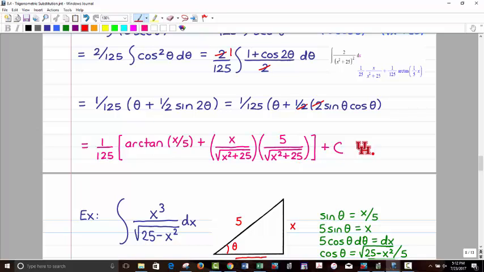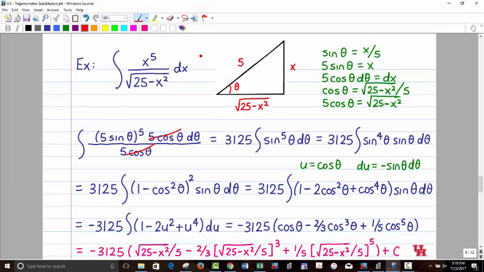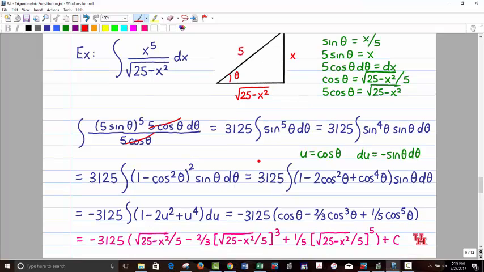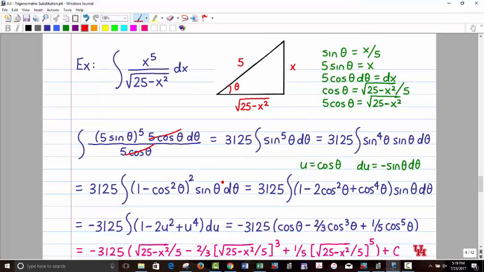And then our beloved plus C at the end. Okay, let's take a look at this one: the square root of x to the fifth over the square root of 25 minus x squared. Now I have to admit it's probably a little too lengthy to put on an exam, but I would watch how I do it anyway. It's got a good technique from trig integration that we would want to know how to do.